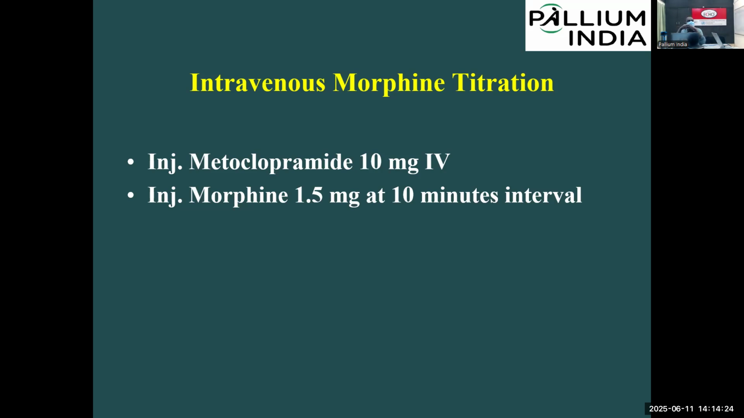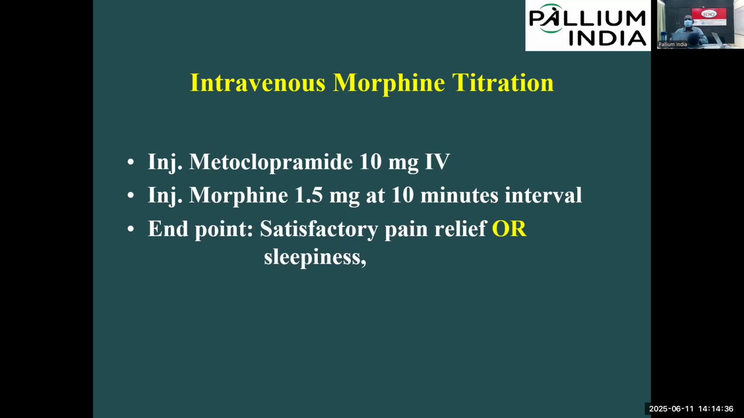Now you might be thinking, how many doses should I give, or when should I stop giving morphine? The answer is this: either the patient should have satisfactory pain relief, or the patient should develop sleepiness, whichever comes first. So you will continue to give morphine until the patient has satisfactory pain relief or develops sleepiness, whichever occurs first. Okay.